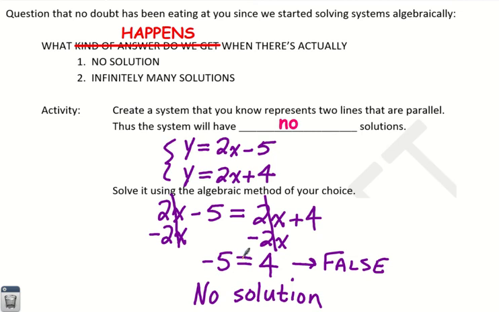And this type of thing would have happened no matter what two parallel equations you would have picked, or even if you would have chosen to do the elimination method, you still end up at this sort of event. You still end up with a false statement, and therefore you conclude that there is no solution. So that's how you figure out that there's actually no solution. You get a false statement.